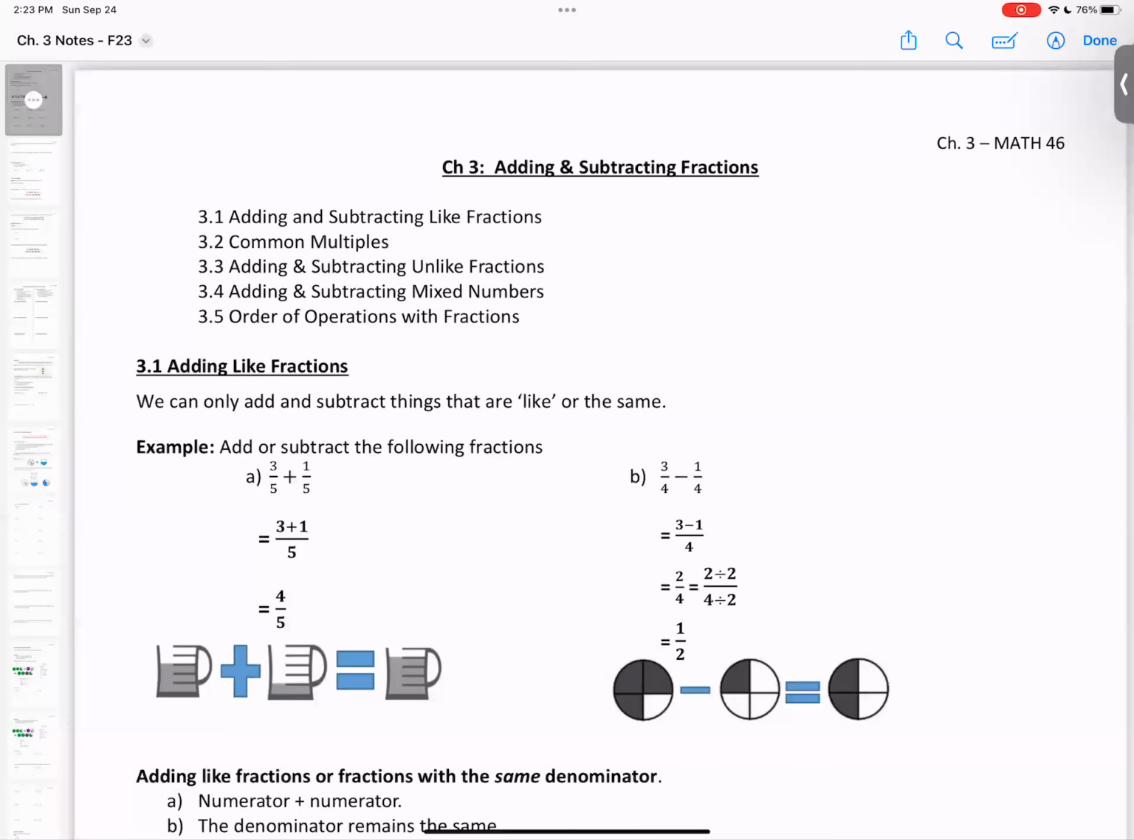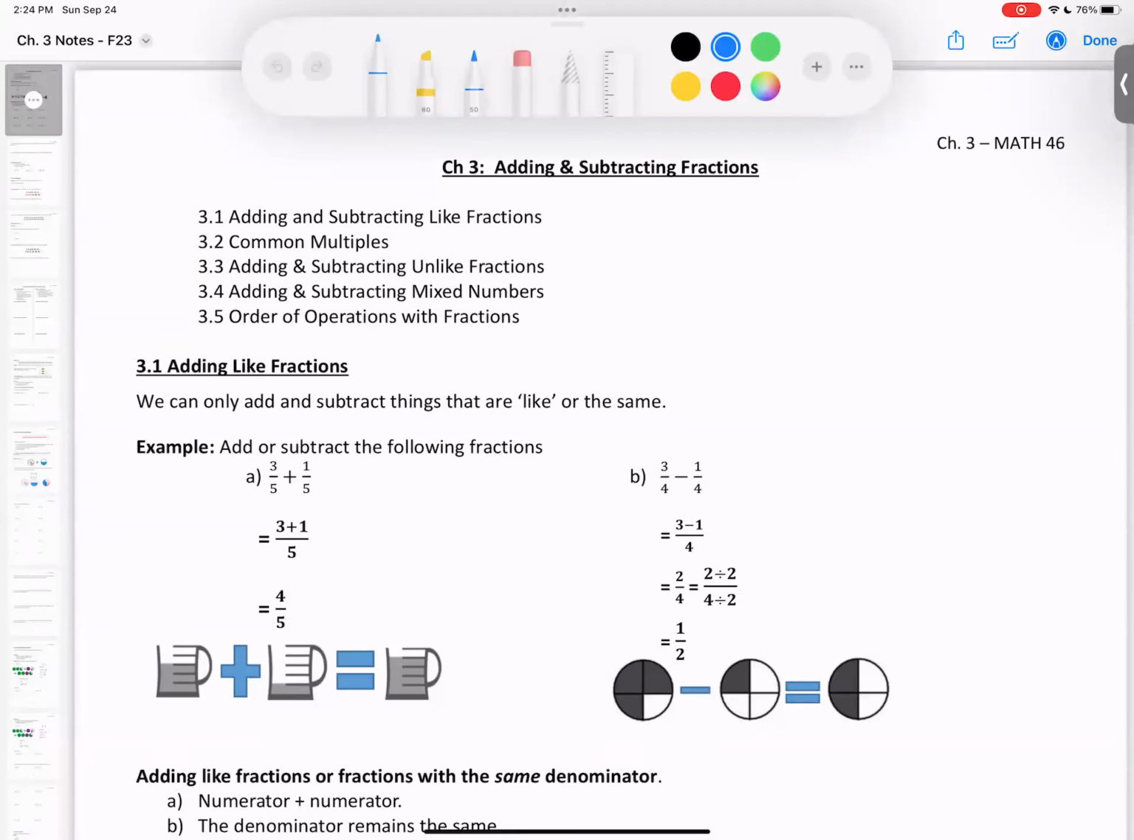All right, welcome to chapter 3, where we're going to be looking at adding and subtracting fractions. And we're going to start with 3.1, where we're adding and subtracting like fractions. Why are they called like? Because you're really going to like them. Actually, no, they're called like because they have the same denominator. So we can only add and subtract fractions that are like.